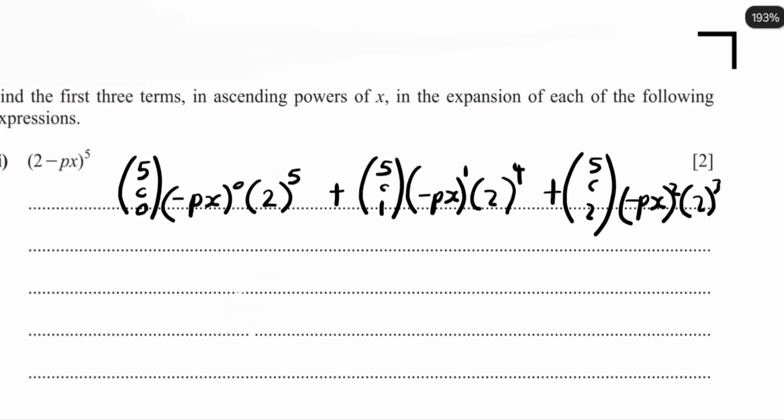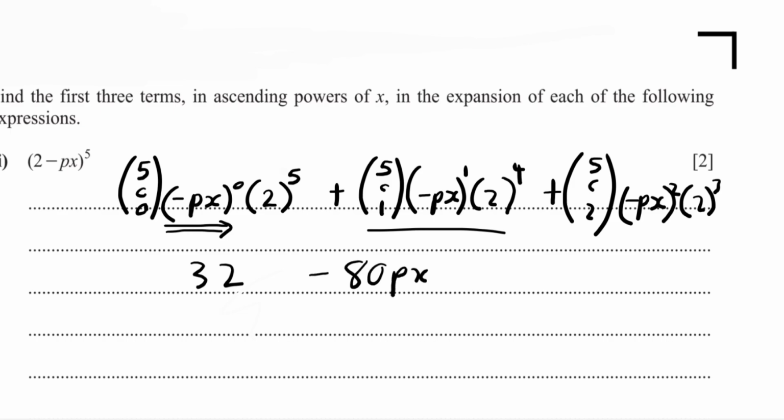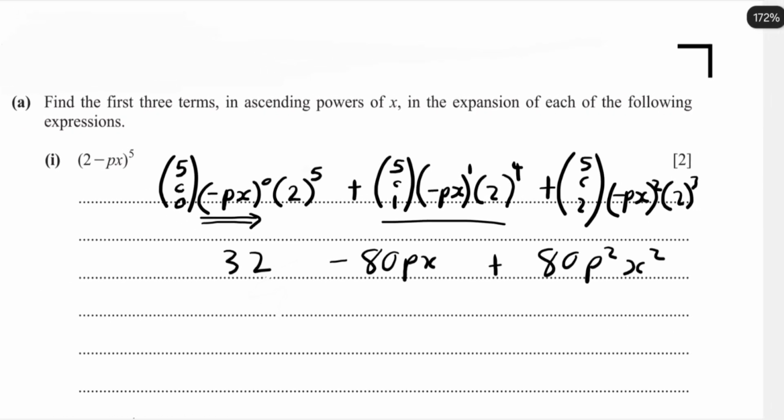And if we simplify, it's 5 choose 0, which is 1, multiplied by 2 to the power 5, that's 32, because we know this will be 1 since it's all to the power 0, so this will be 32, and this will give us minus 80px, and lastly this will give us 80p squared x squared, right?